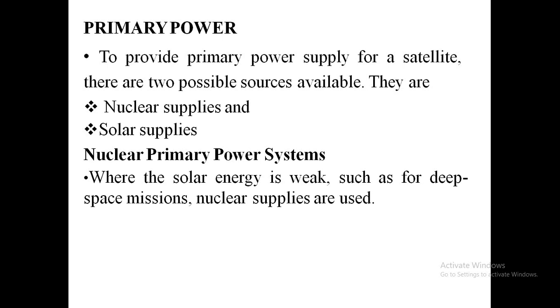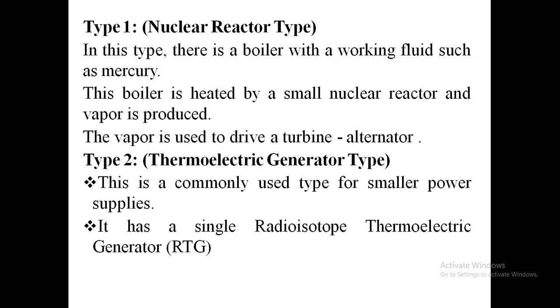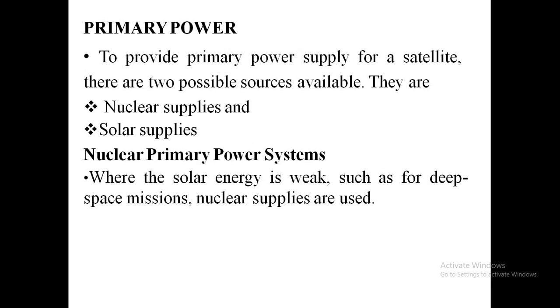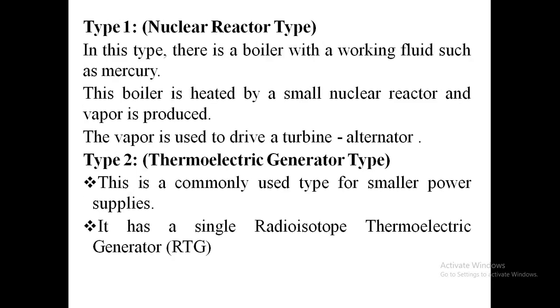Primary power. To provide primary power supply for a satellite, there are two possible sources available. They are nuclear supplies and solar supplies. Nuclear primary power systems: where the solar energy is weak, such as for deep space missions, nuclear supplies are employed. There are two types of nuclear primary power systems. They are type 1, nuclear reactor type, and type 2, thermoelectric generator type.